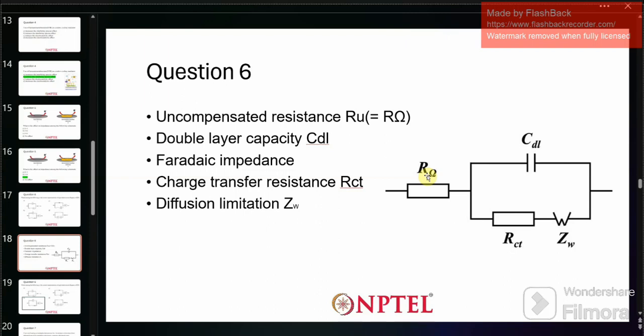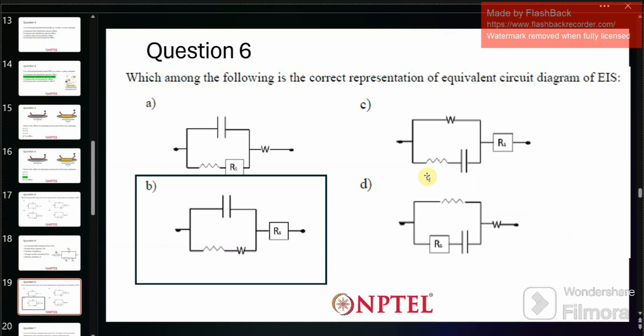So the equivalent circuit diagram will look like this. There will be an uncompensated resistance connected with the phenomena that are happening on the surface. All these factors like Cdl, Rct and Zw are actually happening on the surface. So double layer capacitance, charge transfer resistance and diffusion limitation will all happen on the surface, at the interface between the electrolyte and the electrode. So this is how the entire setup will look. So the answer is B.